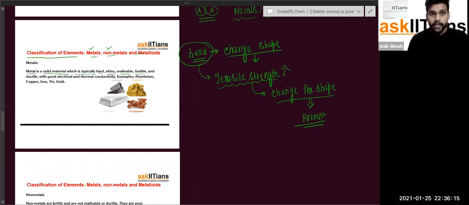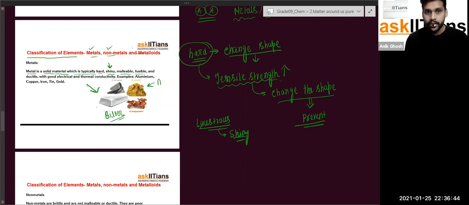What do you mean by the word shiny? So the thing is, metals are shiny means metals are also called lustrous, which means it has a shiny appearance. I think you have seen that all the metals have a shiny appearance, right? You can see the picture over here. So this is aluminium, silver. This is silver. So silver is lustrous, shiny. This is gold. This is copper. All of them are lustrous. All of them are shiny.